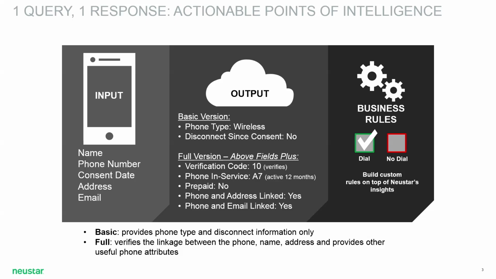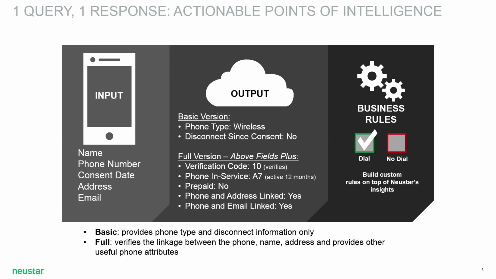We're saying, hey, we've seen this consumer associated with this phone for 12 plus months. We can indicate whether a phone is prepaid or postpaid, whether a phone is linked to an address, and whether a phone is linked to an email. And we have a lot of other insights that we'll walk through shortly. At the end of the day, the business is going to decide, do I dial this consumer or not?